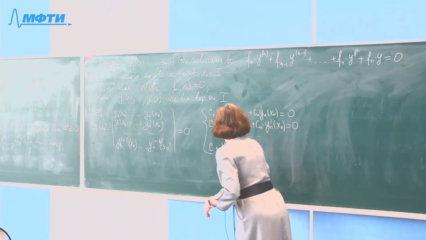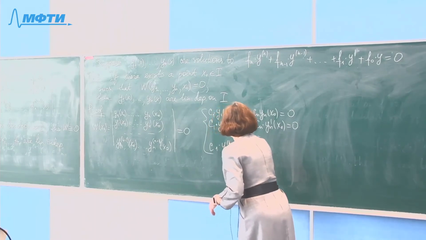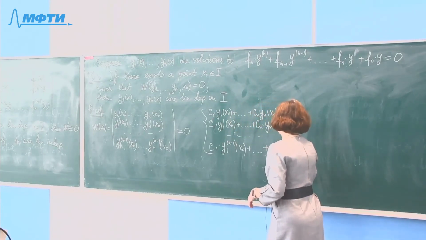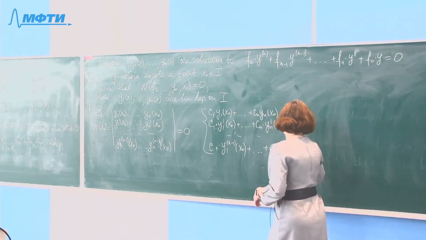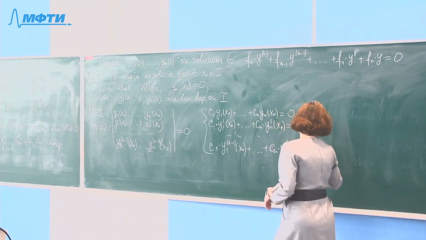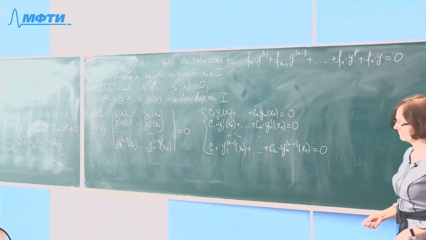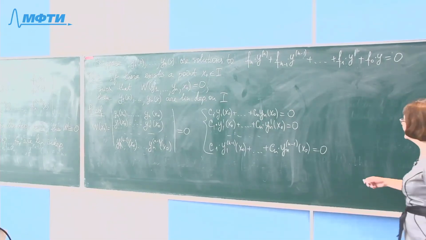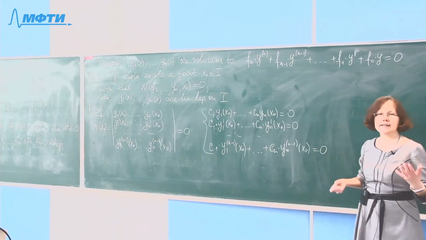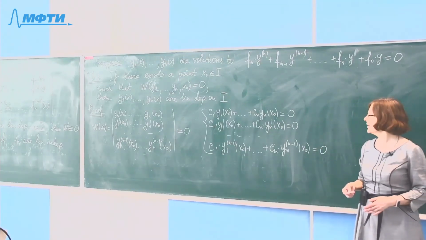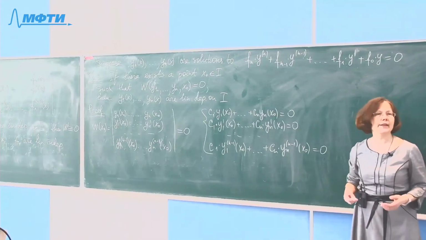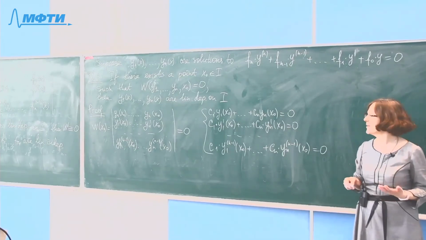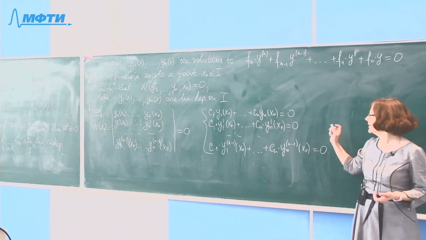C1 times y1 to the derivative of order n minus 1, plus and so on, plus Cn times yn, the derivative of order n minus 1, equals 0. What can we say about the solutions of this linear system of equations? So this is a linear system involving n variables. What are the variables of this equation? Do you know? What is your opinion? What are the variables of this linear system?